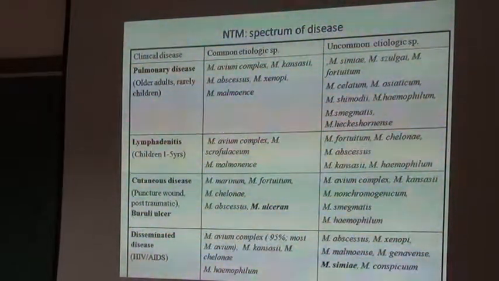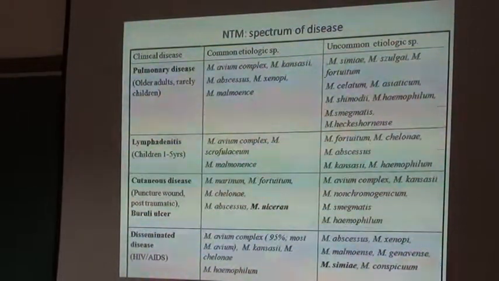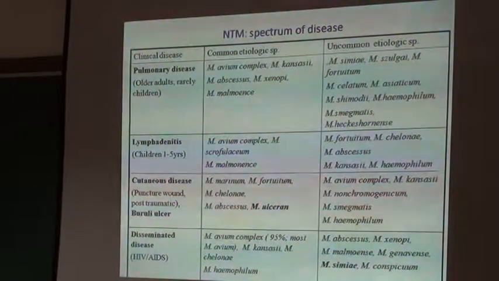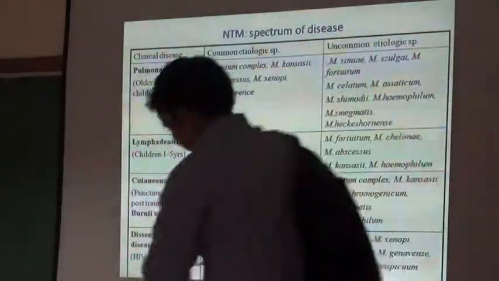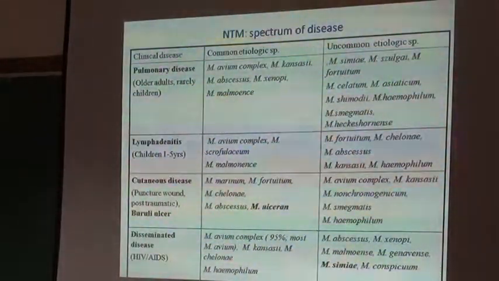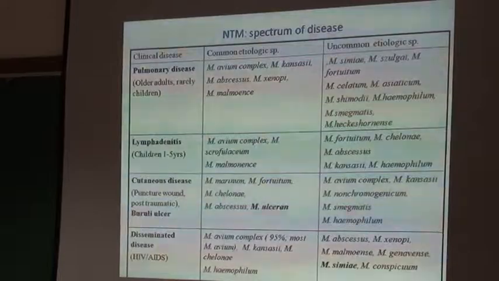Similarly, disseminated infection is also caused by NTM species, mostly in HIV patients. When the CD4 count is less than 50 per cubic mm of blood, disseminated infection is generally caused. And the most common species isolated from disseminated disease is Mycobacterium avium complex, in about 95% of cases, followed by Mycobacterium kansasii and other species.